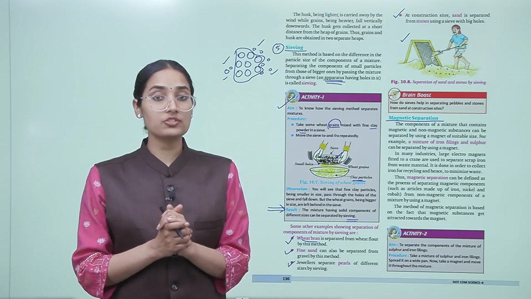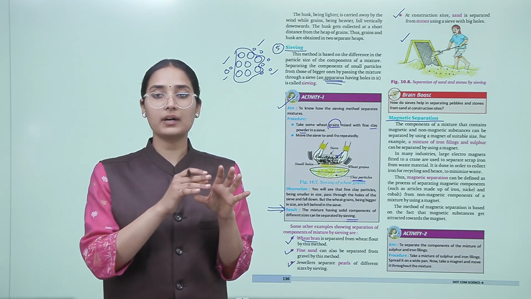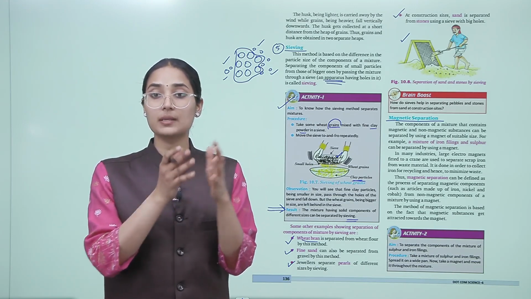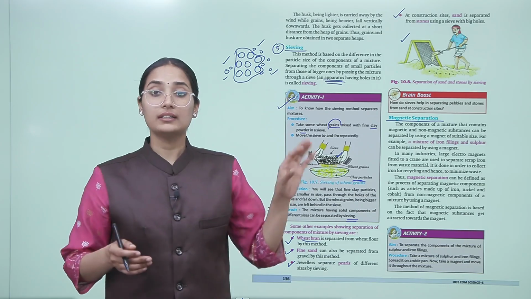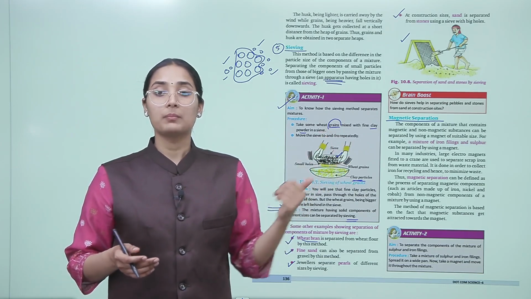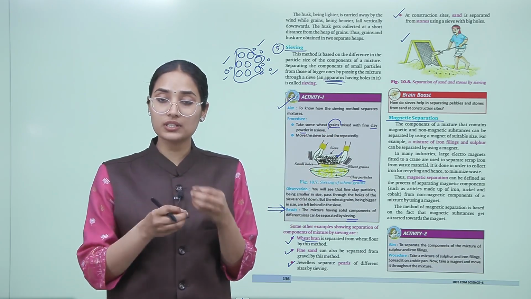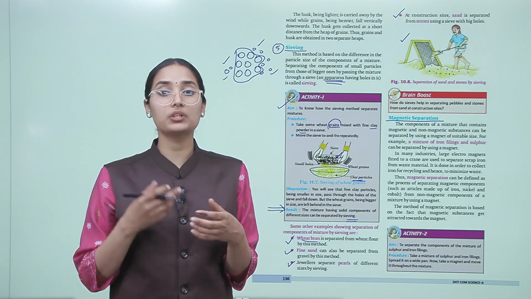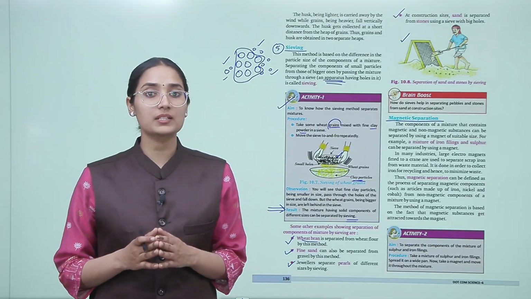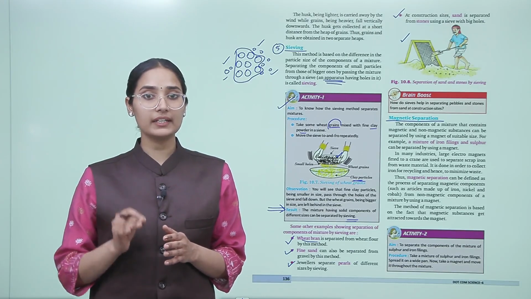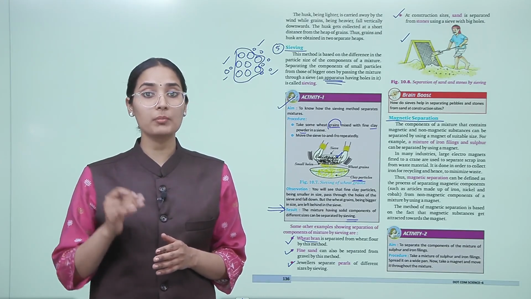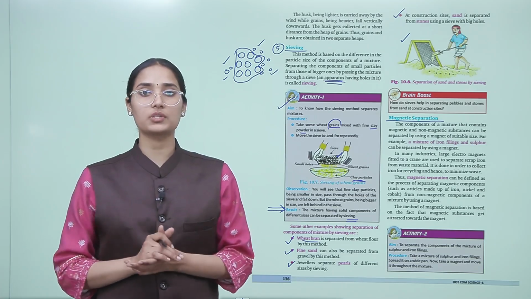So in industries where the iron from the scrap is separated from the waste material, this method is very common and very useful, because it reduces the time, it reduces the effort and does the job, okay? Thus, magnetic separation can be defined as a process of separating magnetic components such as articles made up of iron, nickel and cobalt from non-magnetic components of a mixture by using a magnet.